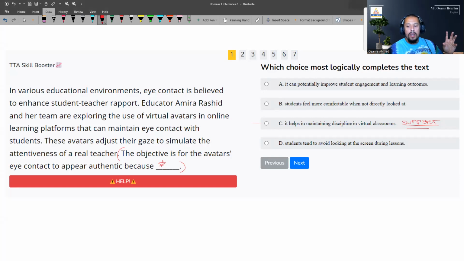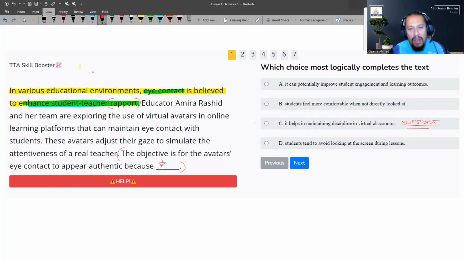And how do you deal with the text you don't understand, Muhammad? Piece by piece. If you take everything all at once, you might get confused. So read sentence number 1 for me, Muhammad. In various educational environments, eye contact is key to enhance student-teacher rapport. So what is the topic and focus of sentence number 1? Eye contact. And what does eye contact do? Enhance student-teacher rapport. Do you know the meaning of rapport? No, but we can maybe guess what it means according to context. So what could it mean according to context?